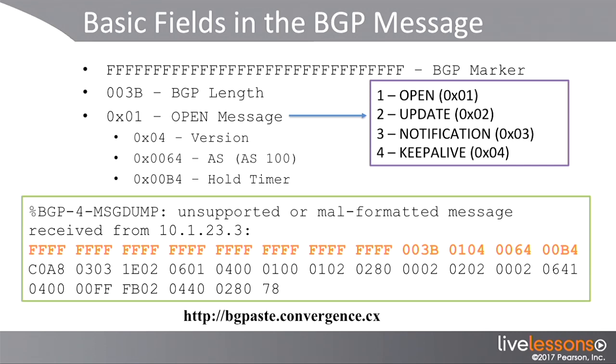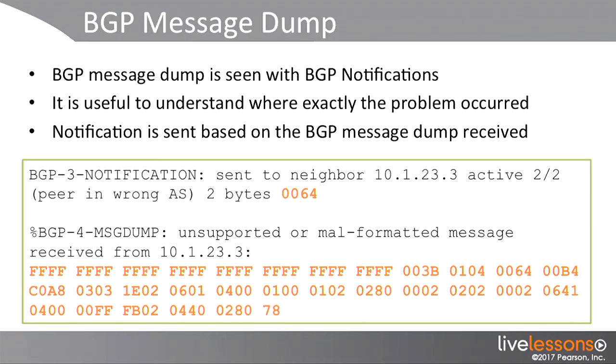And the next thing is you see the value 0x4, which is the BGP version number. After that, you get 0064, which is your AS number. This is where you can verify whether your configured AS number is correct or not. If your configured AS number is not correct, you will always get a notification like we saw on the previous screen: peer in wrong AS, and it said 0064.